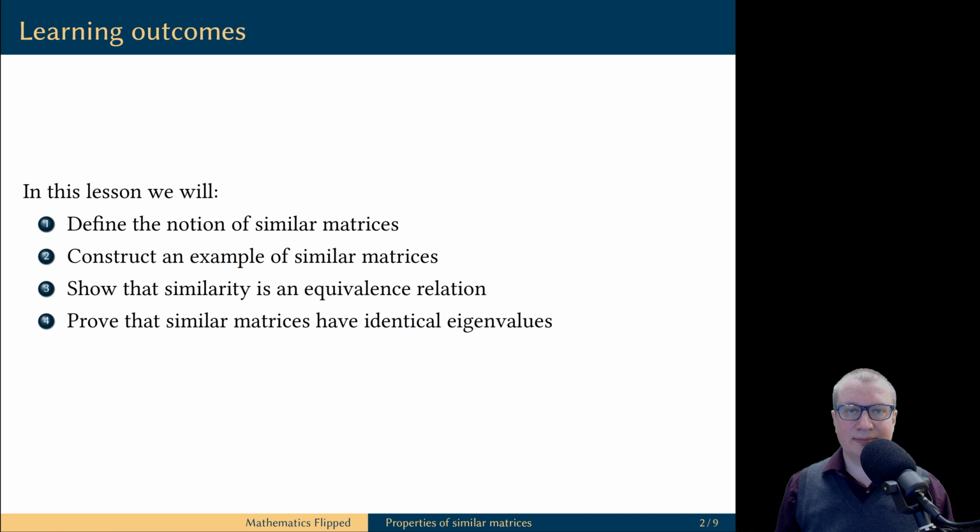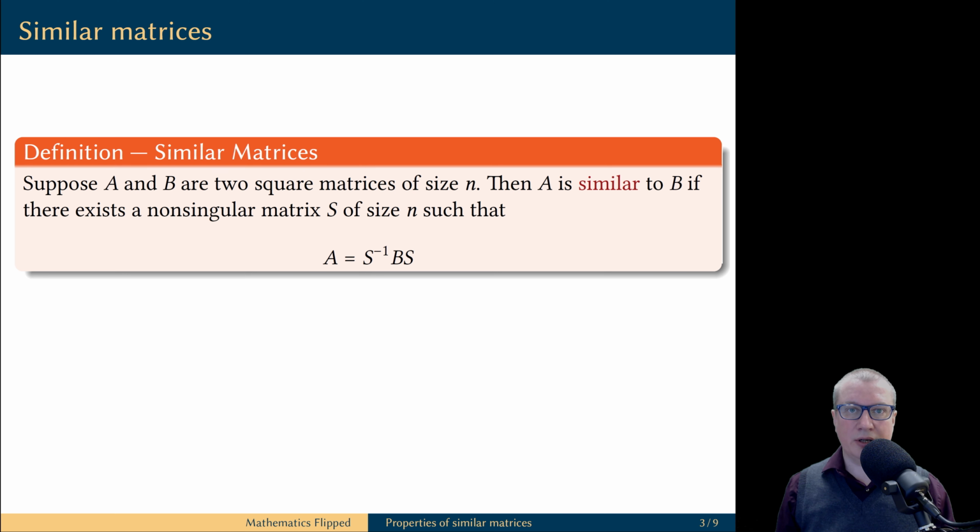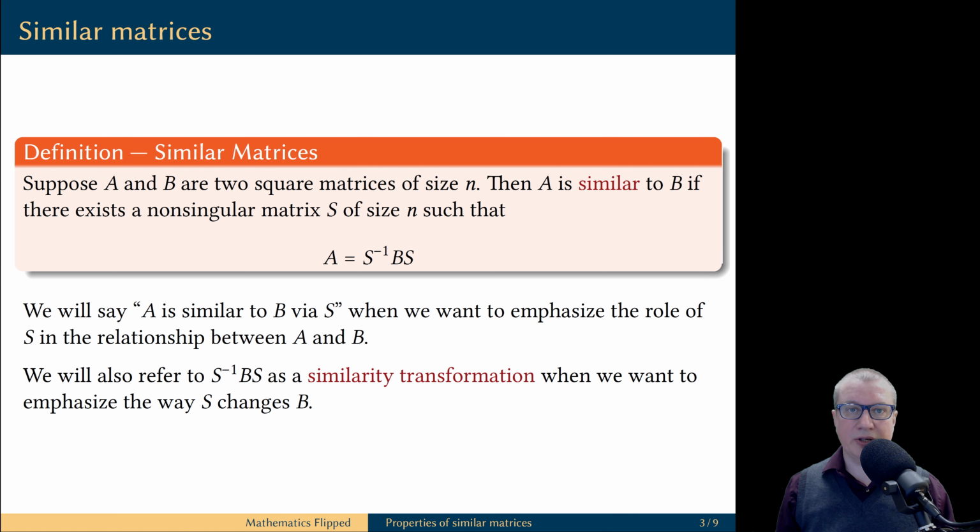Let's get started. Suppose A and B are two square matrices of size n, then A is similar to B if there exists a non-singular matrix S of size n such that A is equal to S inverse B S. We may say the matrix A is similar to the matrix B via the matrix S when it is important to emphasize the role of the matrix S.